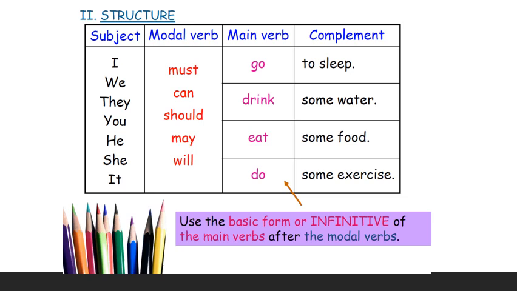So what is the sentence structure? How do we use the modal verbs? First you have the subject, then comes the modal verb. After that you have the main verb, then the complement. So: I must go to sleep. I can drink some water. All these verbs, must, can, should, may, and will, come before the main verb. After the main verb, you have the complement. A complement is something added to the verb. This is the main structure.